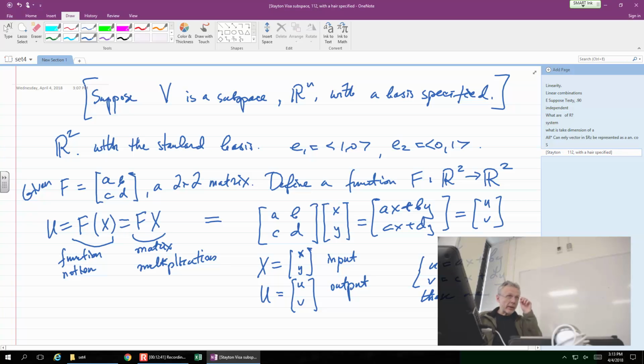ax plus by. How would you? Well, it should be something familiar. Well, or not, depending on whether or not you took Calc 3. It's a function of two variables, a real valued function of two variables.